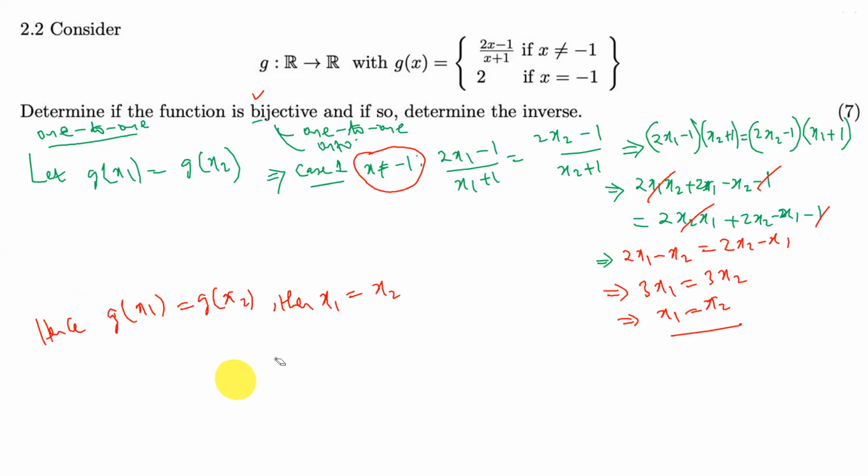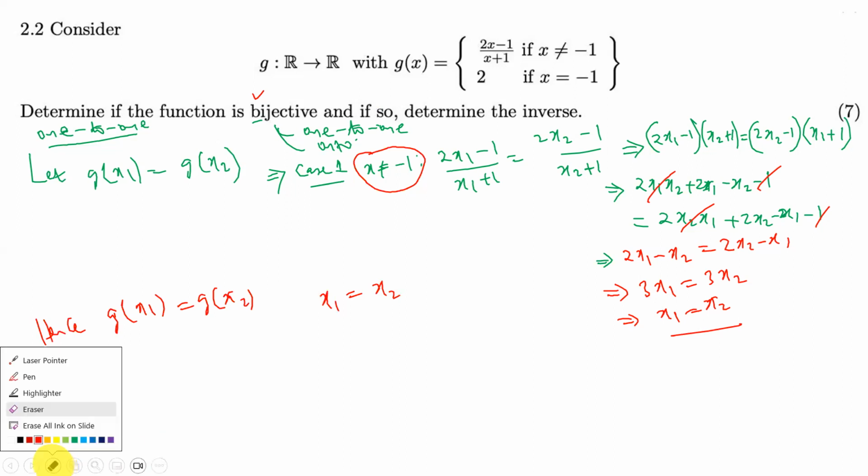Hence g(x1) equals g(x2), which implies that x1 is equal to x2. Okay, now there's case 2.